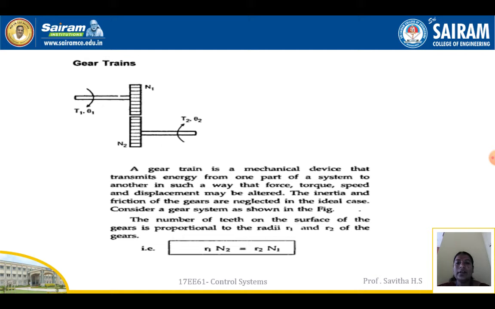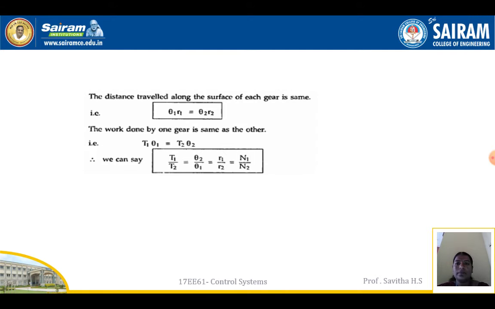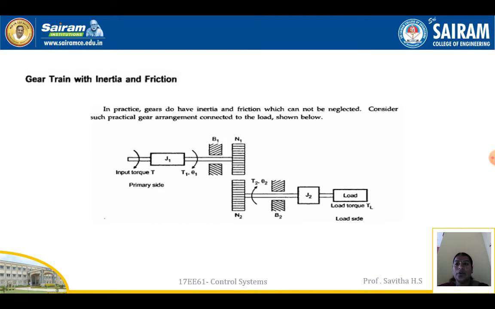The number of teeth on the surface of the gears is proportional to the radii R1 and R2 of the gears. That is R1 N2 is equal to R2 N1. The distance travelled along the surface of each gear is same. That is theta 1 R1 is equal to theta 2 R2. The work done by one gear is same as the other. That is T1 theta 1 is equal to T2 theta 2. Therefore T1 by T2 is equal to theta 2 by theta 1 is equal to R1 by R2 is equal to N1 by N2.